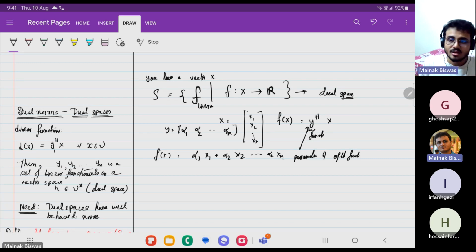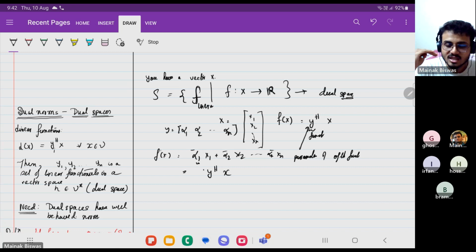Is this a linear function or not? Yes. It's a linear combination of all the xi's, so it's a linear function. It will give you the set of all linear functions using the xi's. There's no linear function left that you cannot get using these linear combinations. So these alphas can be stacked as y Hermitian x. This is the intuition of dual space.